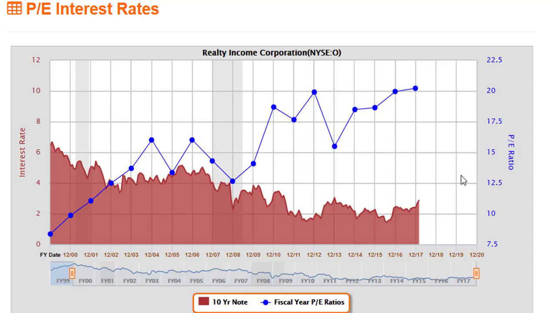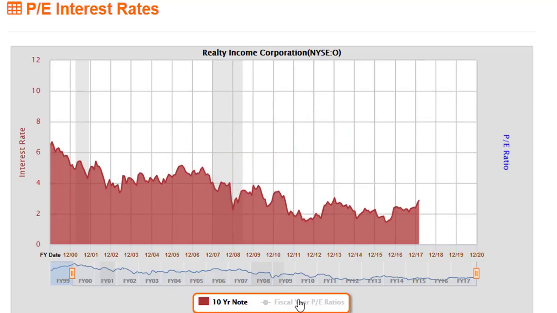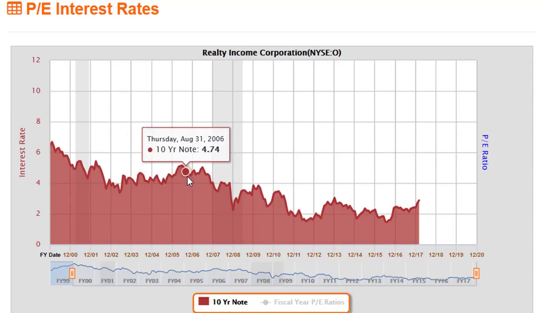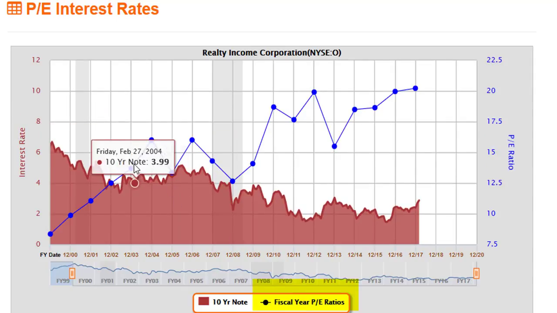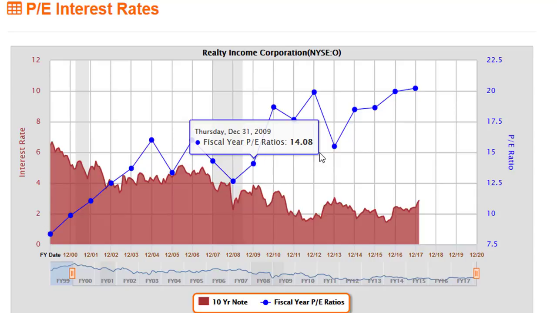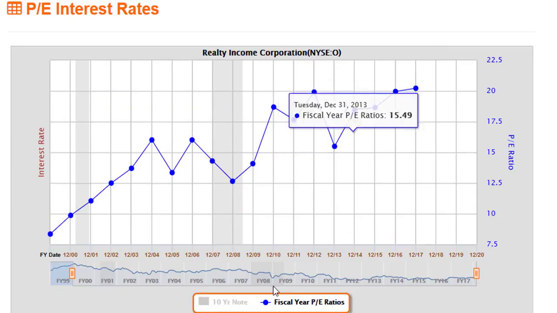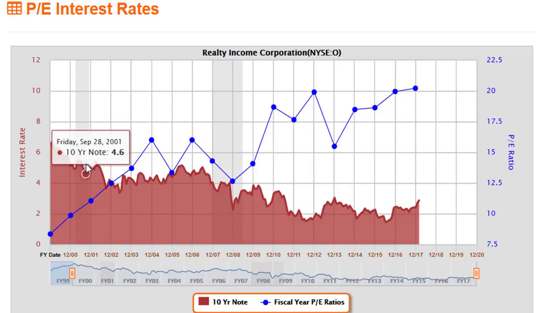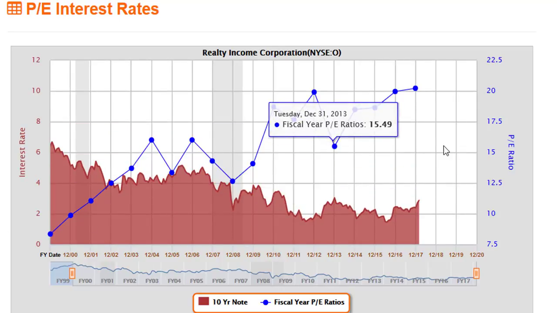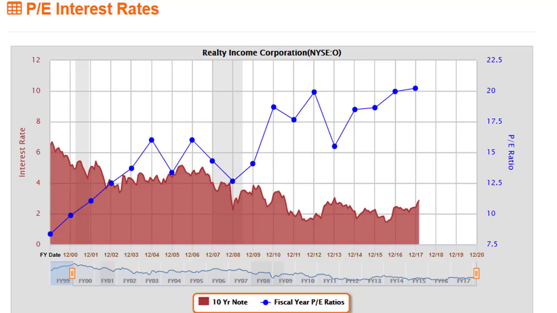Anyway, that's what the PE interest rate graph is, just simply showing you interest rates based on the 10-year Treasury note on the one scale, on the burgundy scale here, which is your left scale. And then we simply plot closing PE ratios for each year end with the blue line so that you can see what direction the PEs were going. And in this case, you see dropping interest rates and rising PE ratios as you would expect. But in other examples like Microsoft, you saw both moving in tandem.